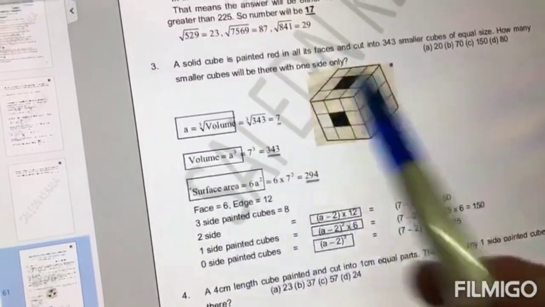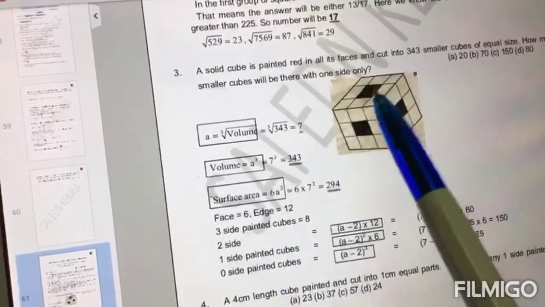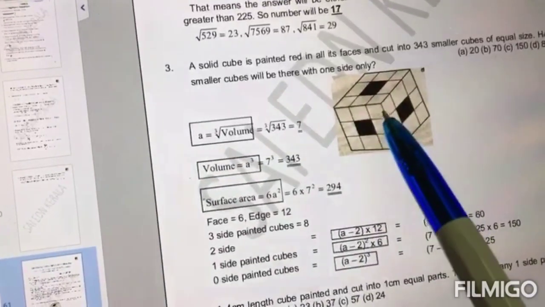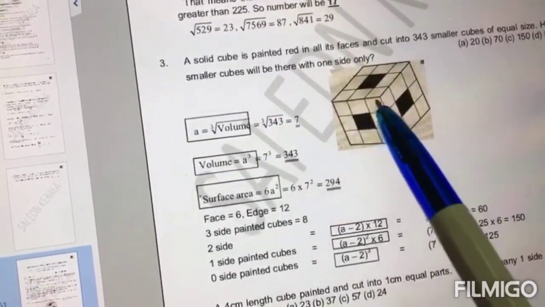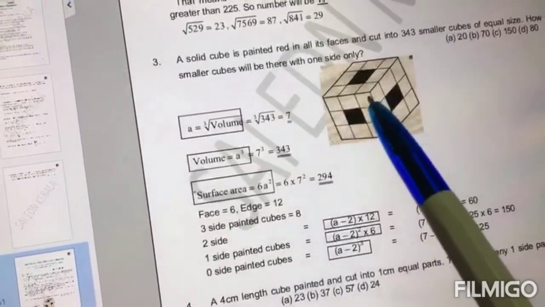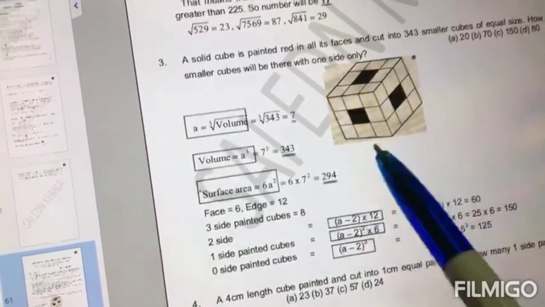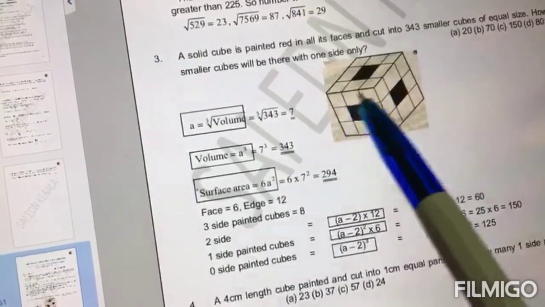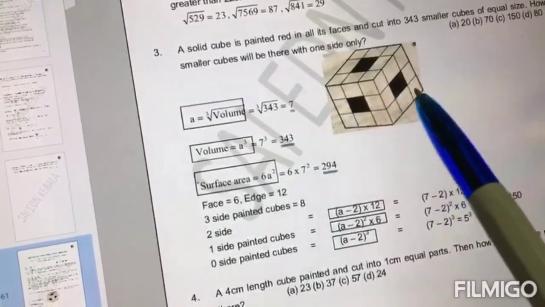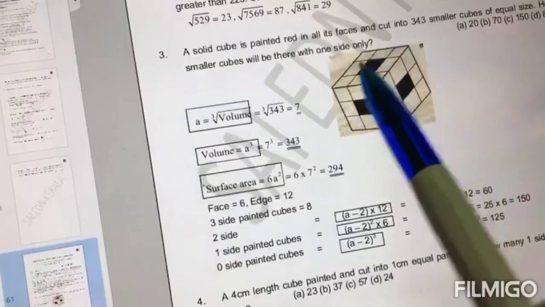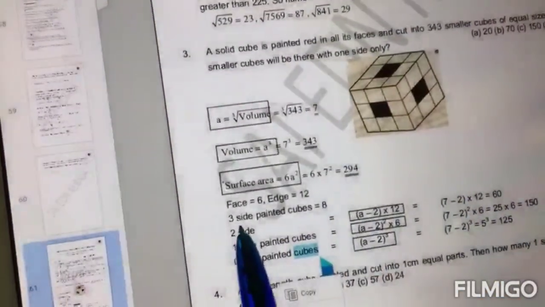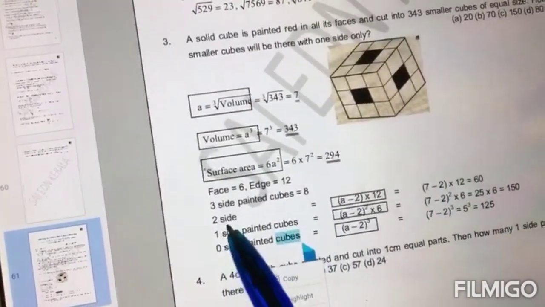Therefore, in a cube, how many cubes are there where there are 3 sides painted? These will be the cubes at the corner. For example, this one. It has 3 sides painted, 1, 2, 3. Here also it will be 1, 2, 3. So how many such cubes are there? 1, 2, 3, 4, 5, 6, 7, and 8 at the bottom. So there are 8 cubes which have 3 sides painted.